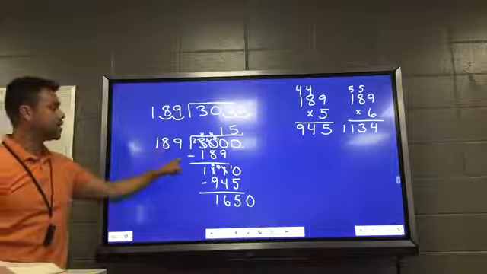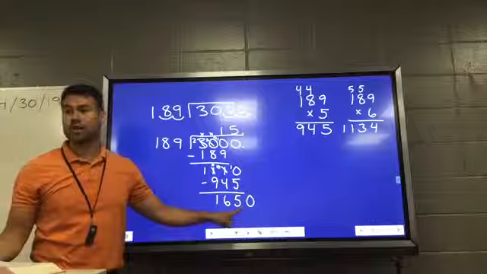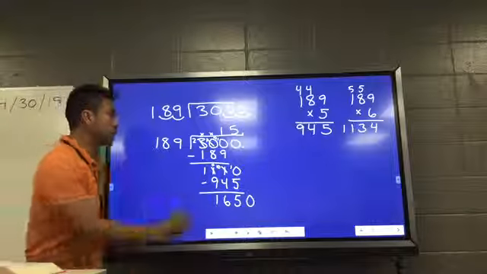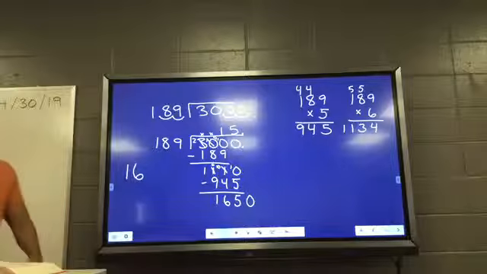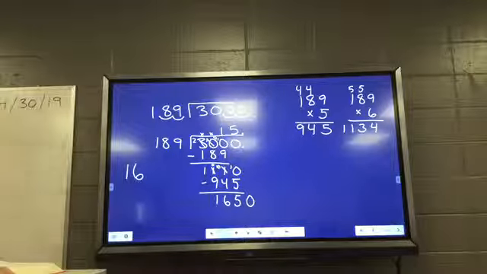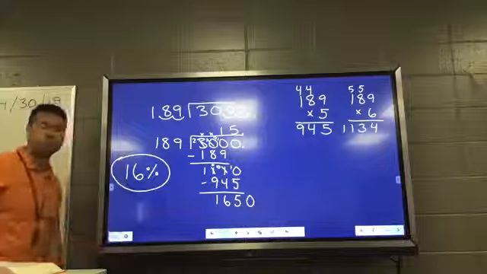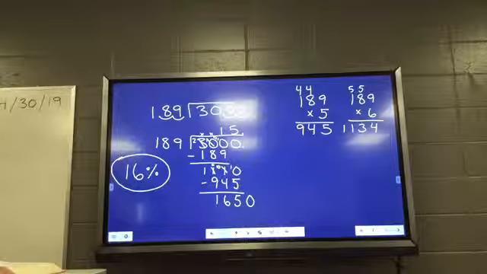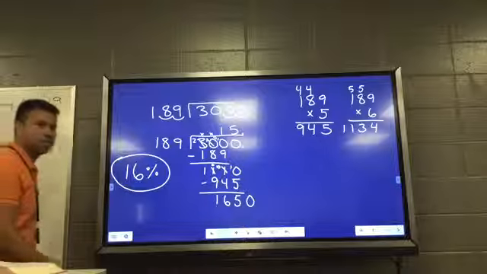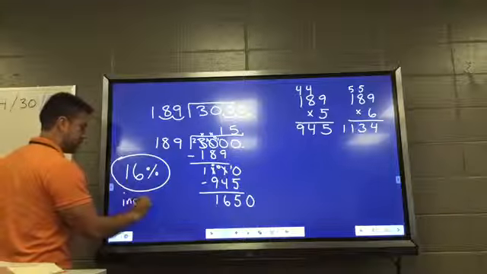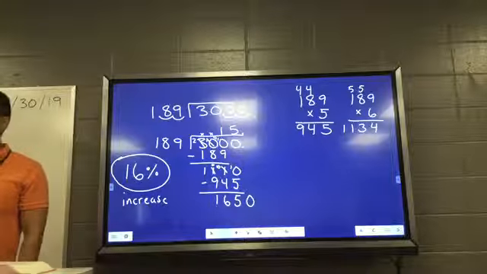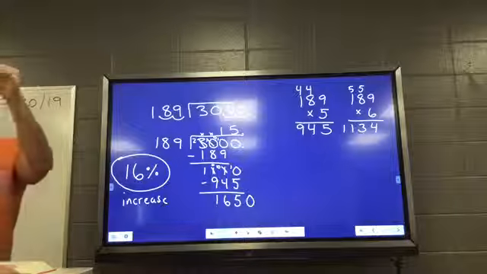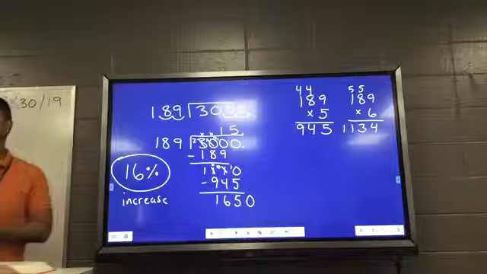Do you think 189 goes into 1650 more than 5 times, or more than 4 times? Yeah, so what's going to happen to that number? It's going to round up to 16. 16. Why is it percent? We're trying to find out the percent change. Was it an increase or a decrease? Remember? Increase. So it was a 16% increase. So that large iced tea, I believe it was, went from 189 to 219, and that's a 16% increase. Okay, that's what you're going to be doing.